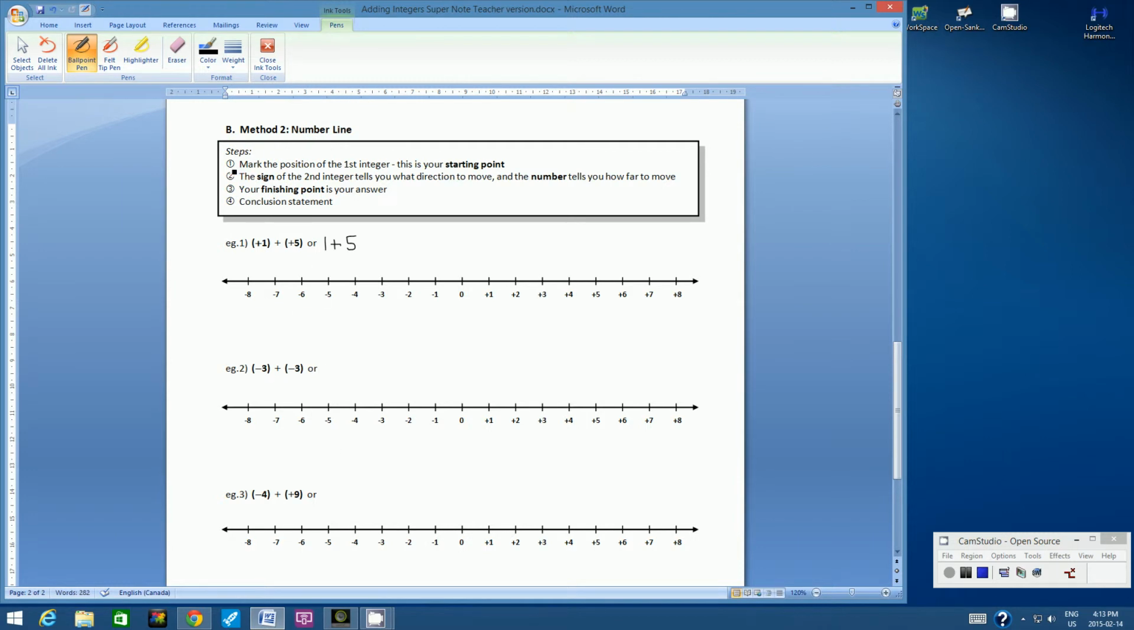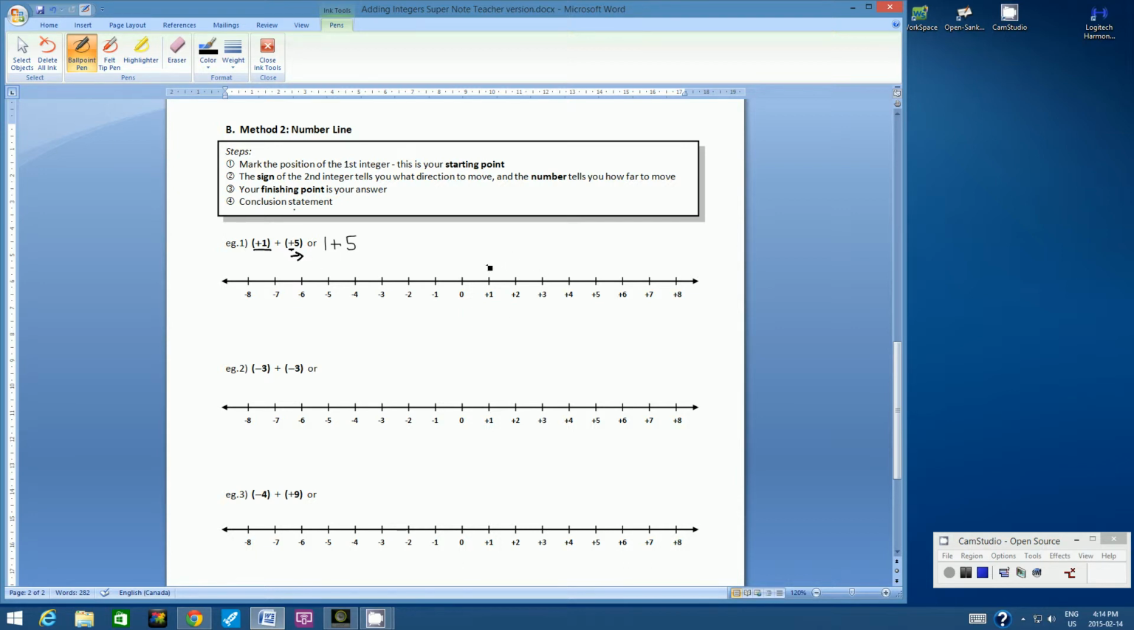Let's use the steps. Number 1, mark the position of the first integer. The first integer is positive 1, so I'm going to mark it right here with a big dot. Step number 2, the sign of the second integer tells you what direction to move. The sign of the second integer is positive. Positive means move to the right. The number tells you how far to move. Well, how far do we move? We move 5 places to the right.